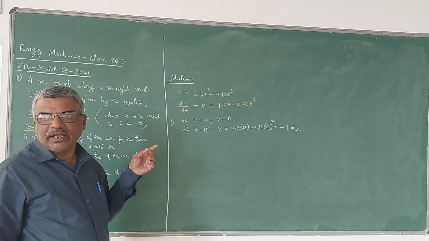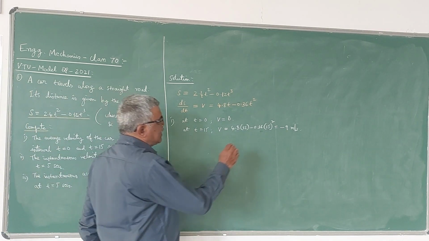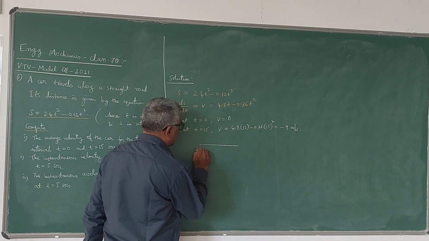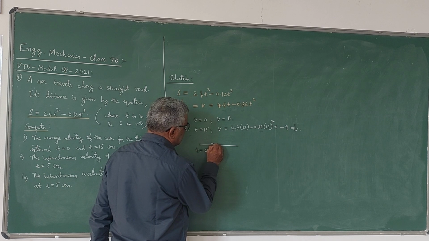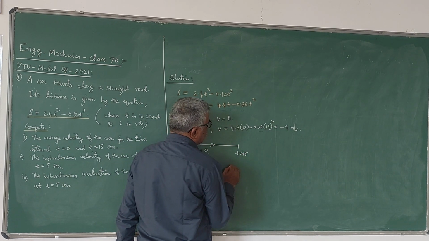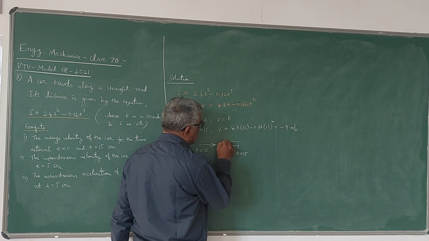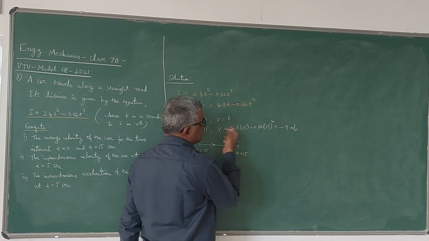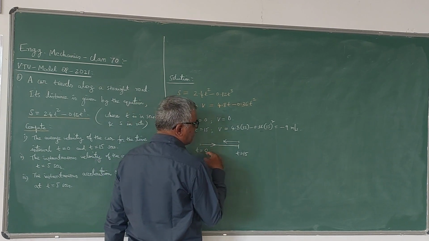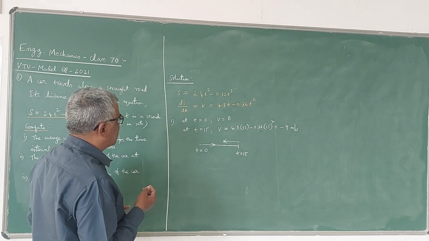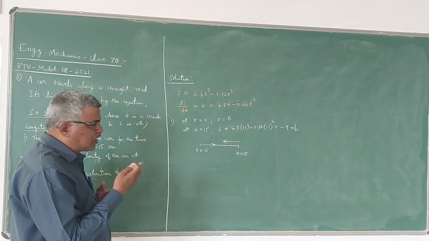So the negative sign here indicates that the car has travelled from the initial position at t is equal to 0, but when the time is 15 seconds, the car travels in the opposite direction. That is the meaning. Velocity is negative means it is traveling in the opposite direction after 15 seconds. So that is the physical interpretation of that. Anyway, we are not worried about that physical interpretation.